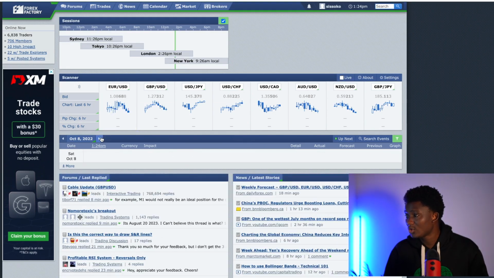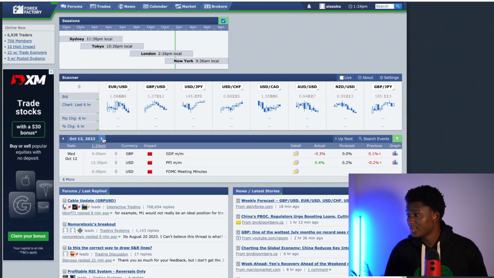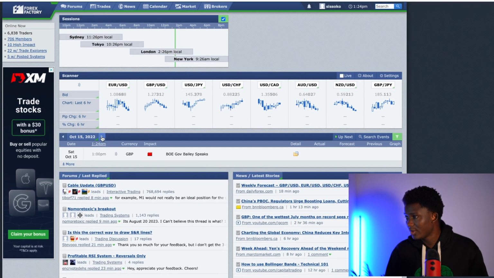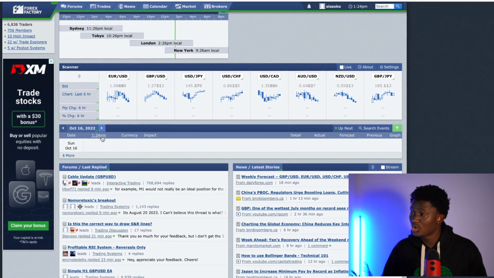So you come here, 8th October, nothing happened. 9th October, nothing happened. 10th October, nothing happened. 11th, it was just about the pound, which is not related to the currency pair we're watching. And then 12th, it was also pound USD, not related to the ones we're watching. Then we have Thursday, which is 13th, we had CPI, also pretty much not related. 14th, we had core sales, not related. Then 15th, not related, right? So you do that continuously until you find it.